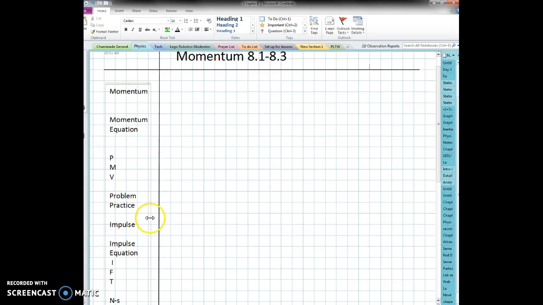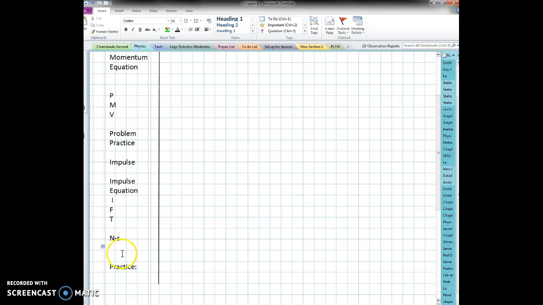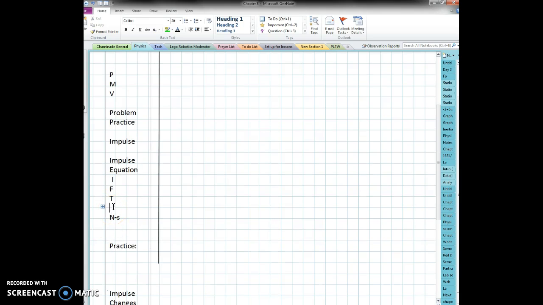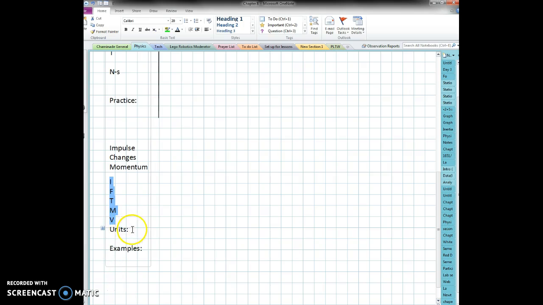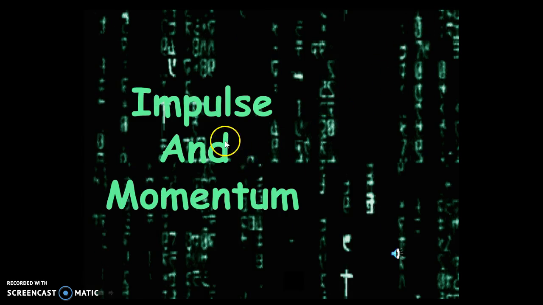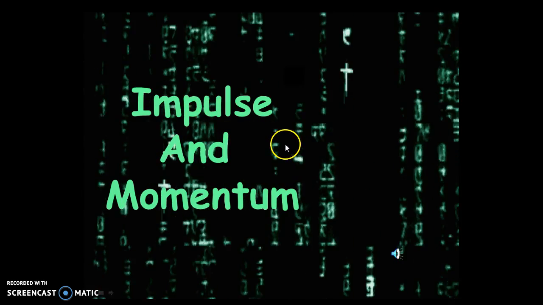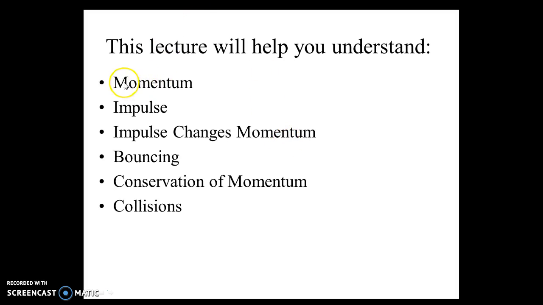Included in impulse, you should define it, provide an equation, think about what all these letters represent, and talk about practice. Again, it comes up with a few more letters. This is kind of review down here. Talk about the different units, provide examples. So we're going to move quite quickly, so please pause the video where you need to. We've already done momentum. We're going to impulse. Impulse changes momentum. We'll talk about bouncing, conservation, and collision next class.